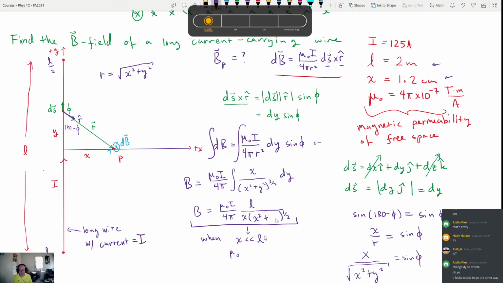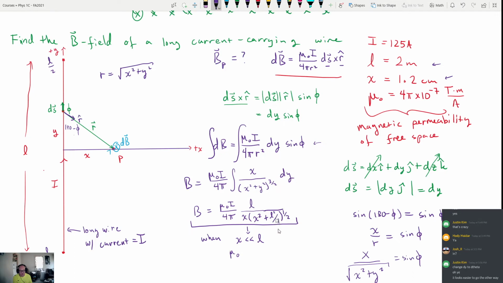Ugh, it's going to look awful. I'll try to get in here. This should be L squared over 4. And then it should work, right? Yeah. If x is much, much less than L now, this is going to reduce down to mu naught times I divided by 2 pi times x.